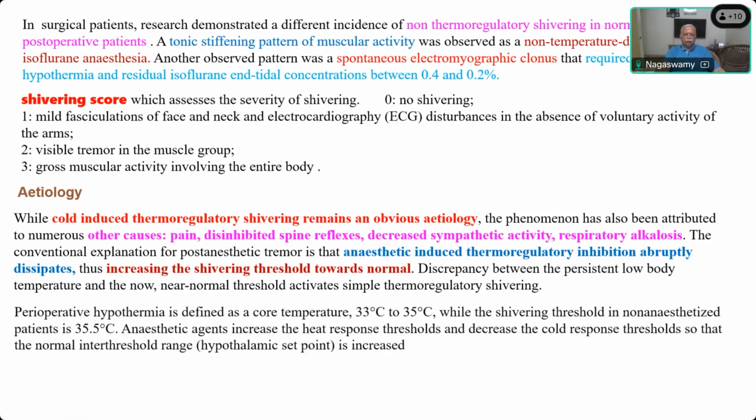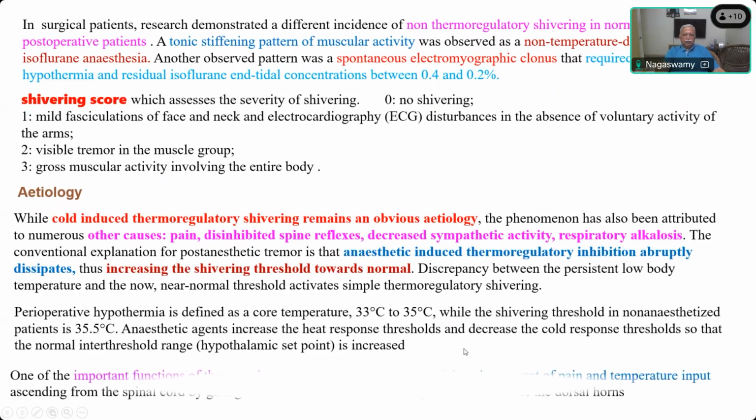Now, perioperative hypothermia is defined when the core temperature, that is the rectal or the esophageal temperature, that is called the core temperature, not measured from the axilla, is 33 to 35 degrees centigrade, while the shivering threshold in a non-anesthetized patient is 35 to 35.5 degrees. So anesthetic agents increase the heat response threshold and decrease the cold response threshold, so that the normal interthreshold range is increased. That is what is happening and causing this.